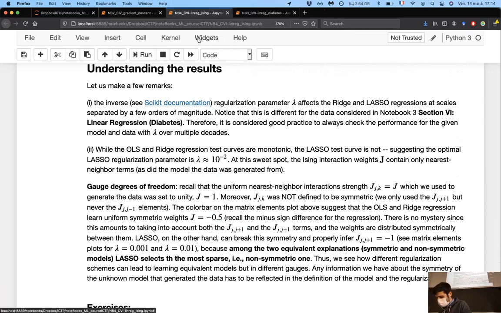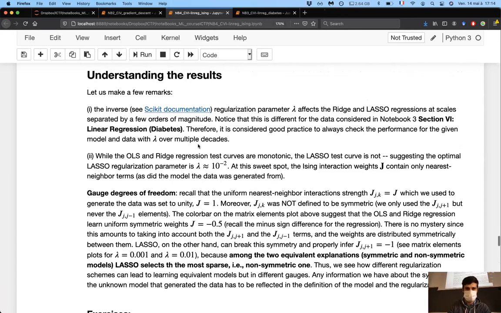Okay, so now let's discuss a bit gradient descent. So this is a new chapter.